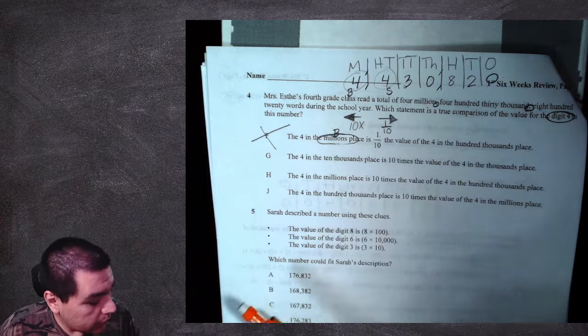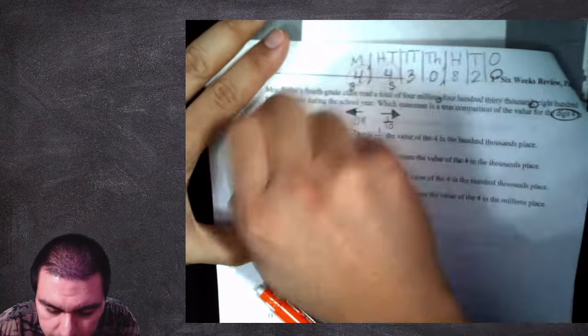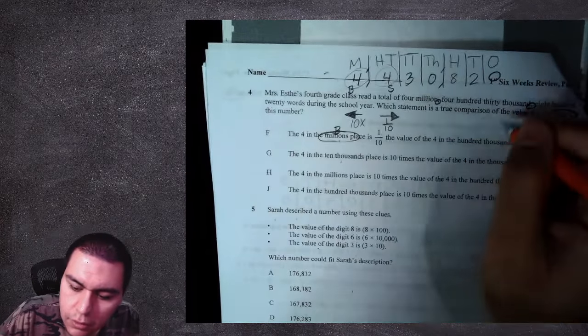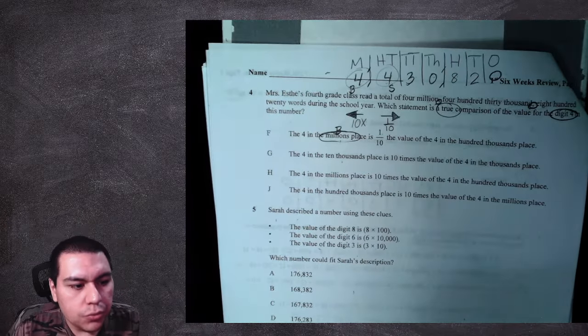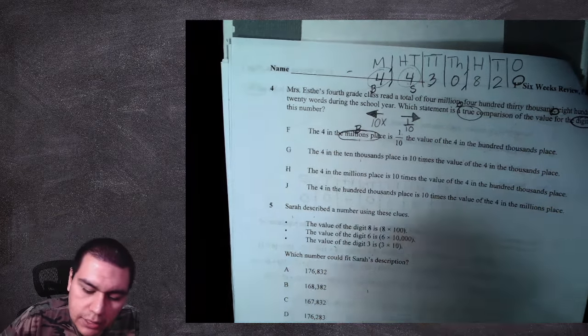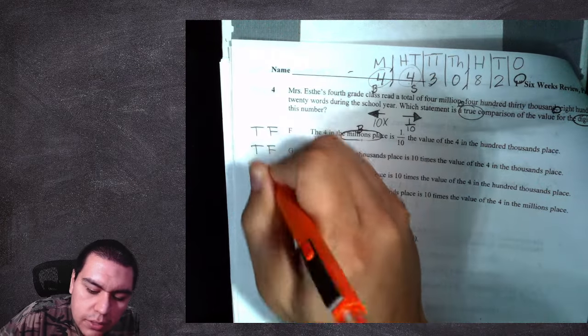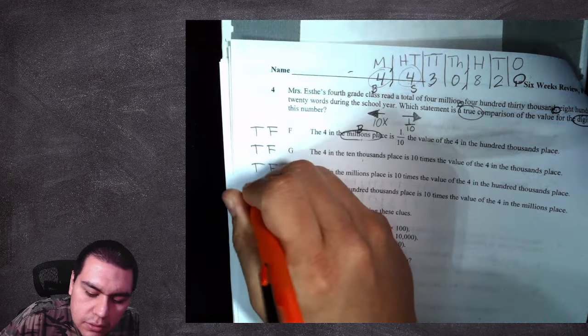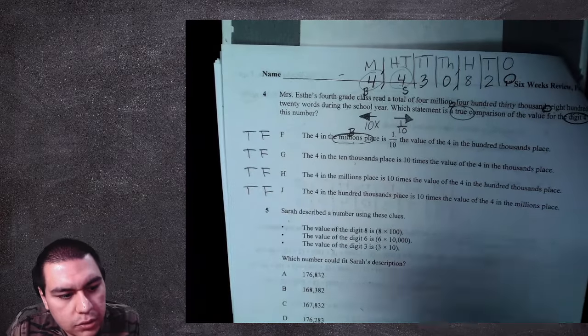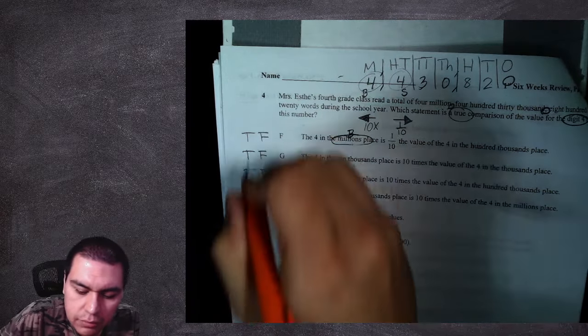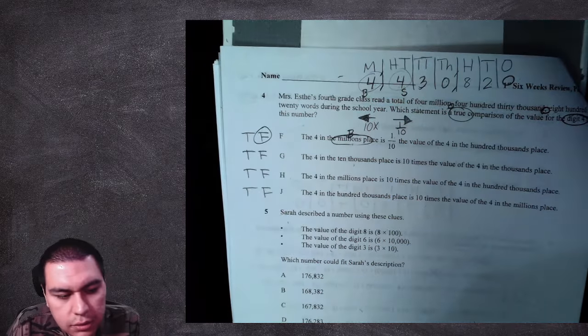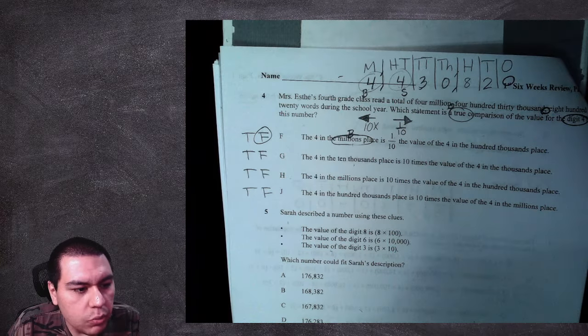Oh, you know what? I'm sorry. I missed something. Can't believe I missed this. They're looking for one that is true. So instead of crossing things out, I should have true and false. So I can be sure I don't make a mistake here. So this one was false, because the bigger does not match with 1/10.